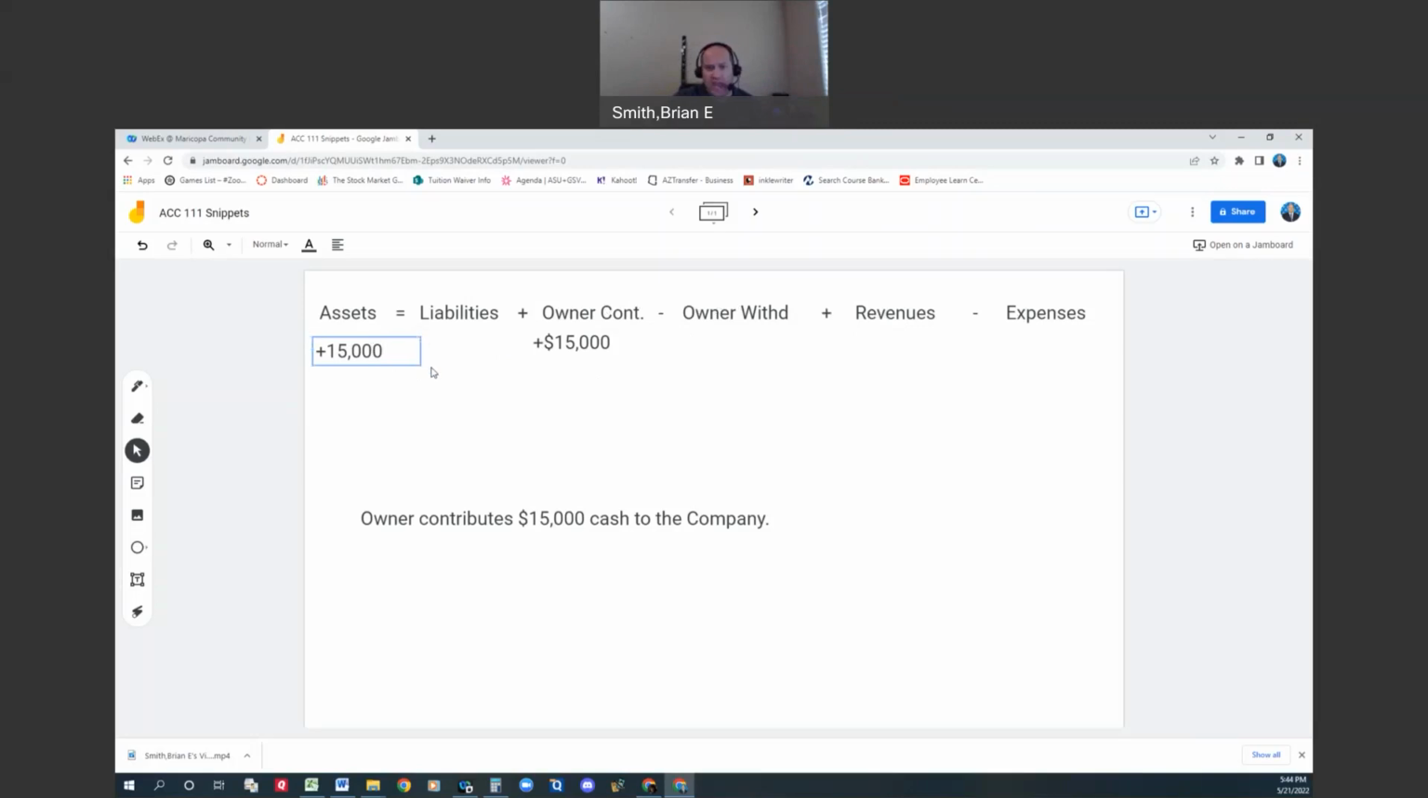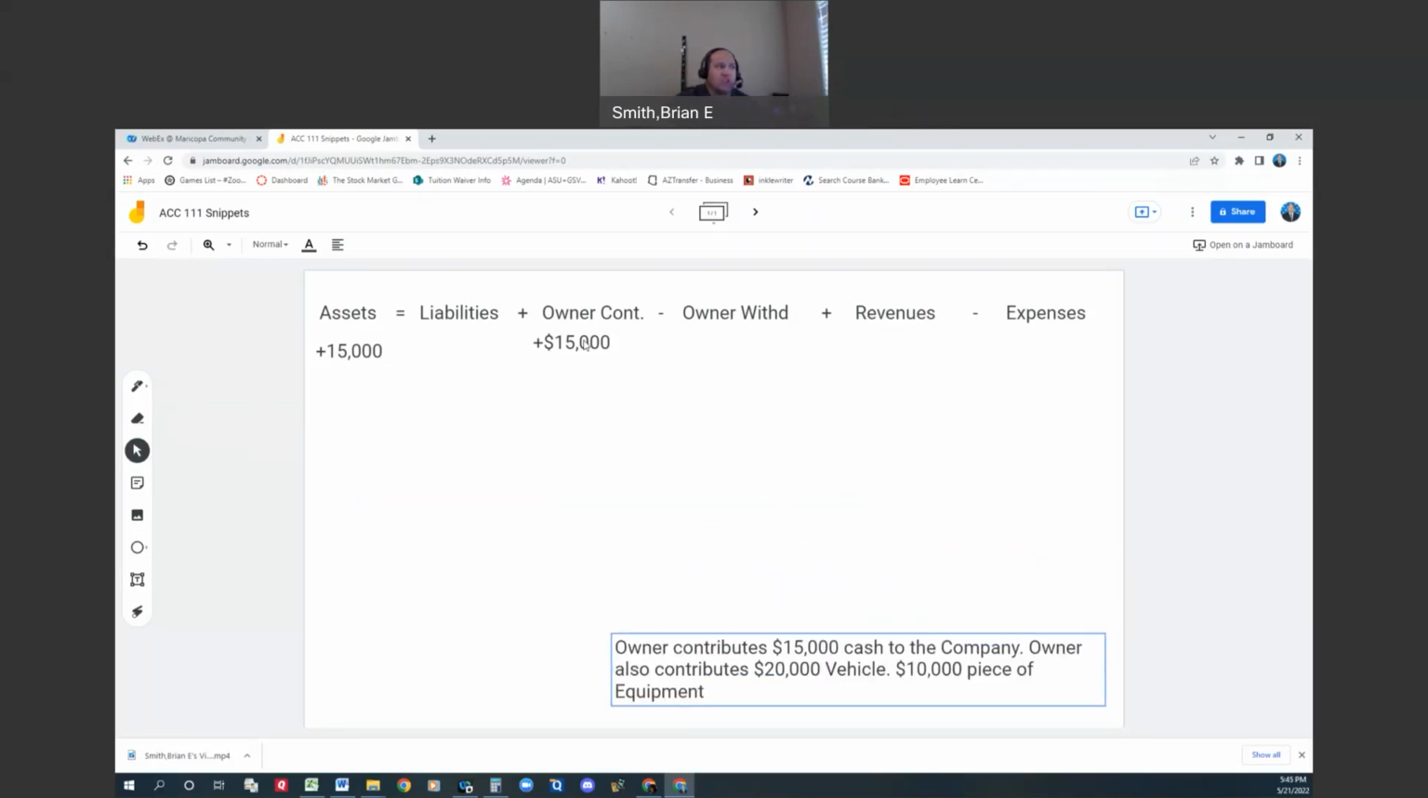Let's now look at what happens when an owner contributes something other than just cash, all right? Let's say that in addition to this $15,000 cash, the owner also contributes a $20,000 vehicle. Guys, I was not an English major. I misspell a lot. Usually I catch it though. $20,000 vehicle, and let's say a $10,000 piece of equipment. All right. So what happens in this circumstance?